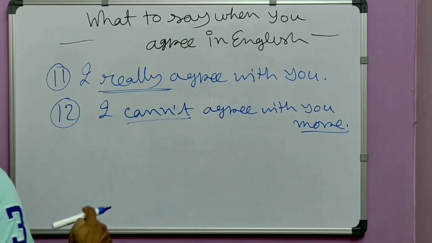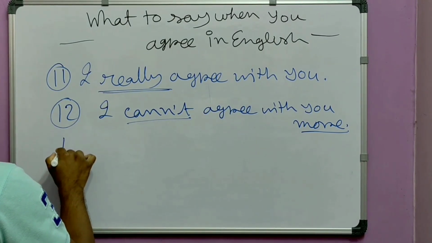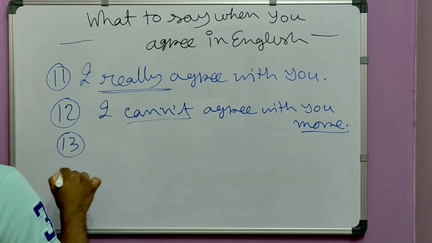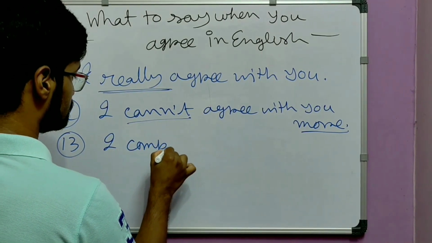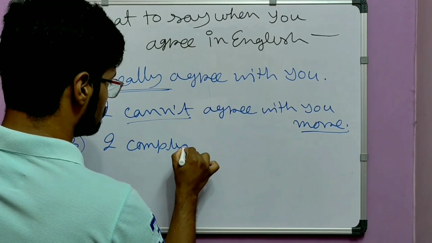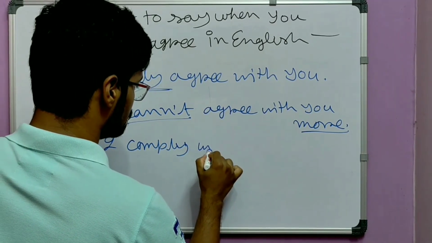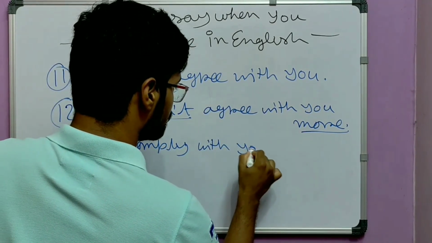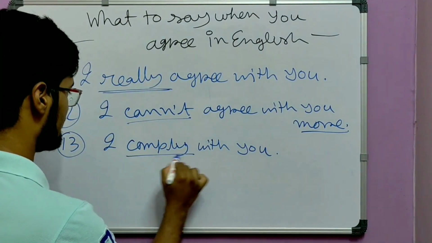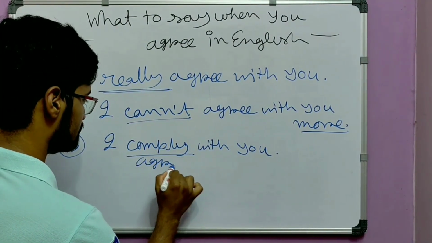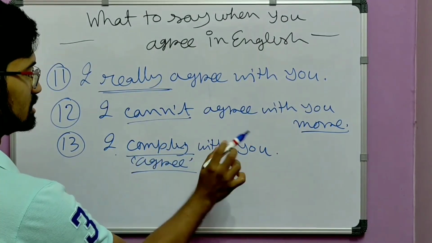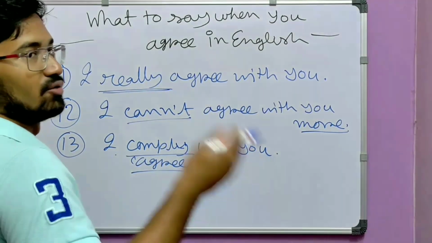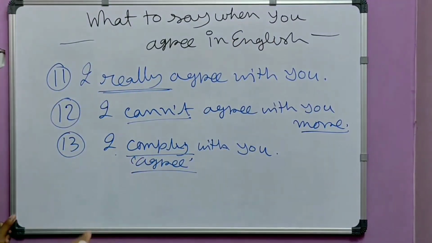Next, you can say, like, I comply with you. I comply with you. That means agree. I comply with you means I agree with you. Simply, you can say comply is a synonym of agree.